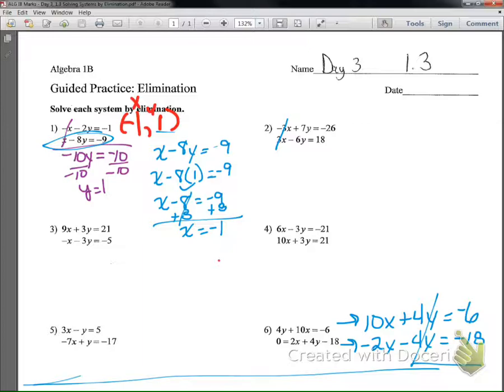So let's look at problem number 3. Do we have any zero pairs? Yeah, you do. Problem number 4, do we have any zero pairs? Yes, we do. These are nice.